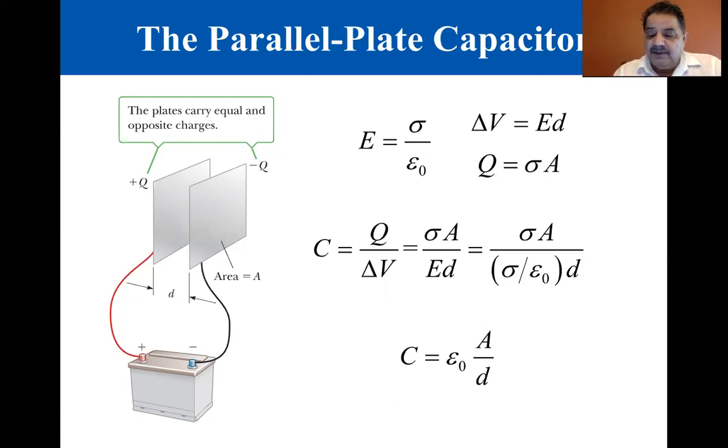From our result, you can see that plates with larger area can store more charge. The same is true for a small plate separation D, because then the positive charges on one plate exert a stronger force on the negative charges on the other plate, allowing more charge to be held on the plates.